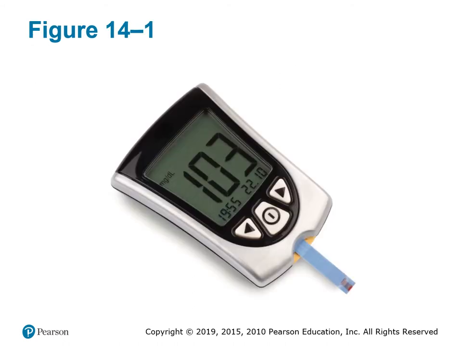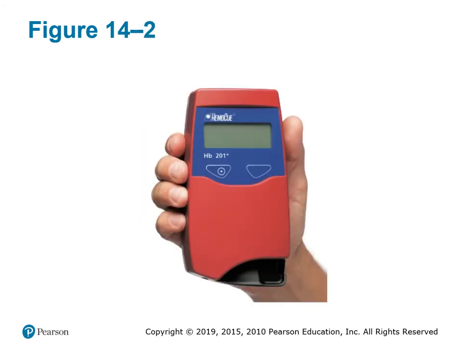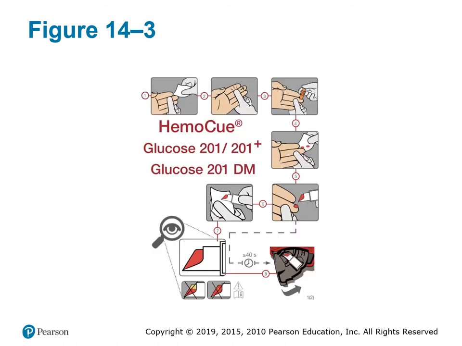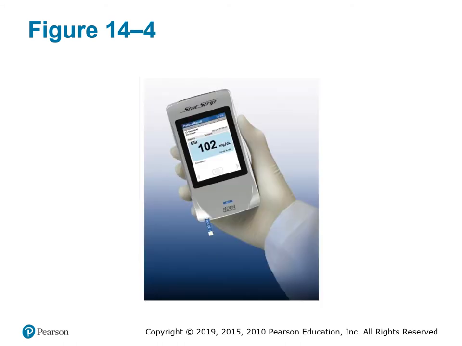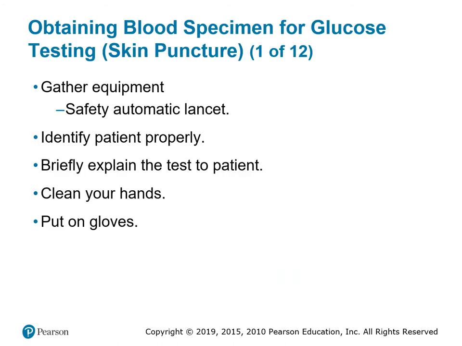So that is what your typical glucose monitor looks like. Here is the HemoCue. That's how you operate the HemoCue. Another glucose meter. Obtaining blood specimens for glucose testing.